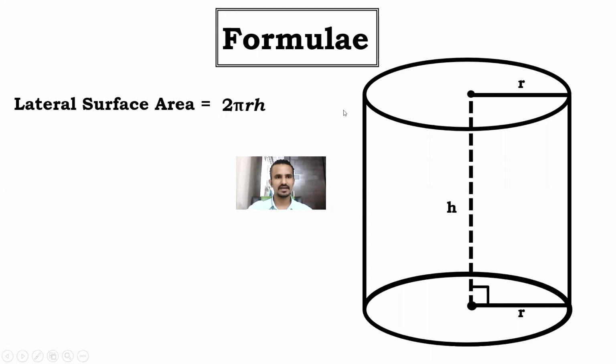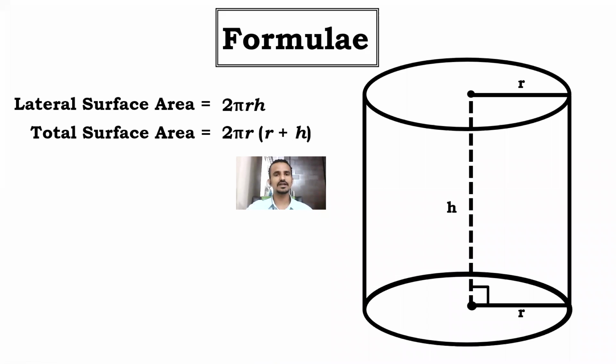The next formula that we have is total surface area. Now when we say total, we have to add the surface areas of all the surfaces. So there are total 3 surfaces: one lateral surface, that is a curved surface, and 2 circular horizontal surfaces. When we add them, we get this formula: 2 pi r into (r plus h). This is the formula for total surface area.